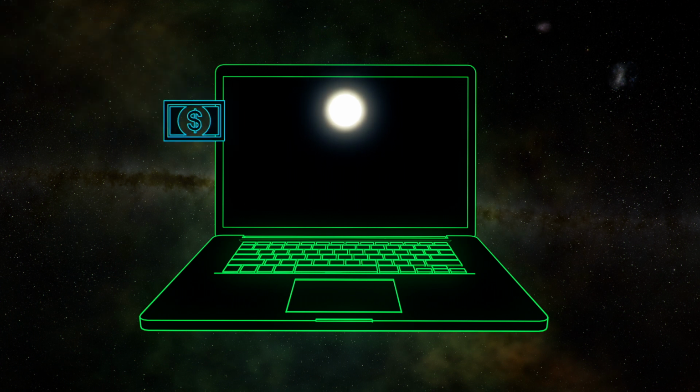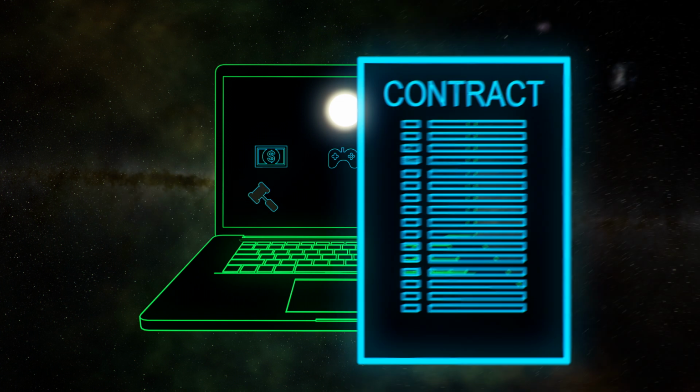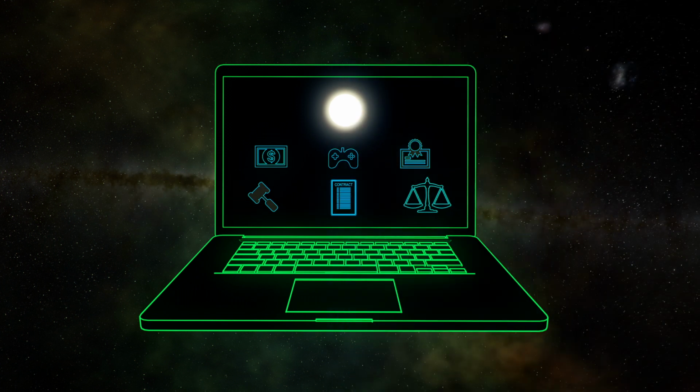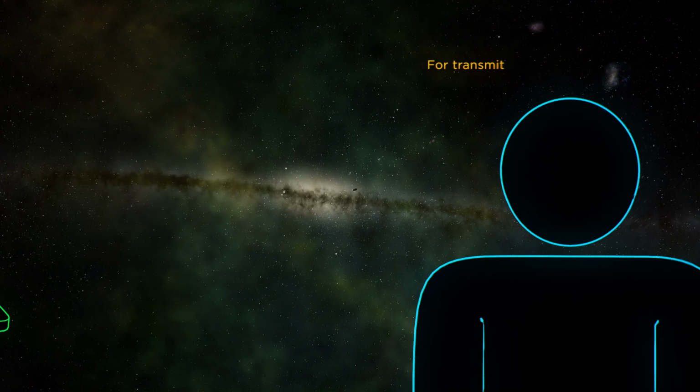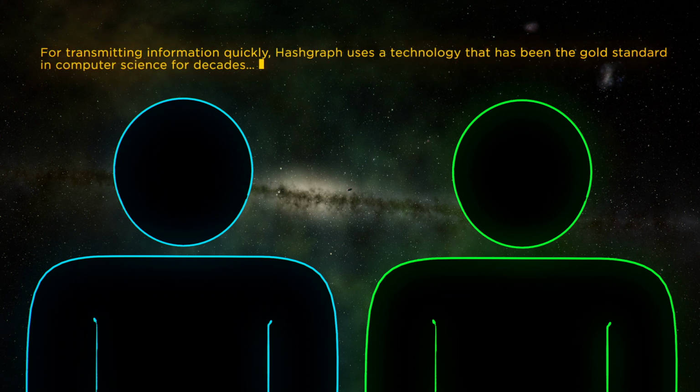Your computer takes a transaction like a payment, or anything else for that matter, such as an action in a video game, an offer to sell merchandise or even sell stocks or bonds, a bid on that item, a contract, or even a law. Pretty much any information or transaction you want to record, and it puts it in the event. For transmitting information quickly, Hashgraph uses a technology that has been the gold standard in computer science for decades. It's super fast, and it's called Gossip Protocol.